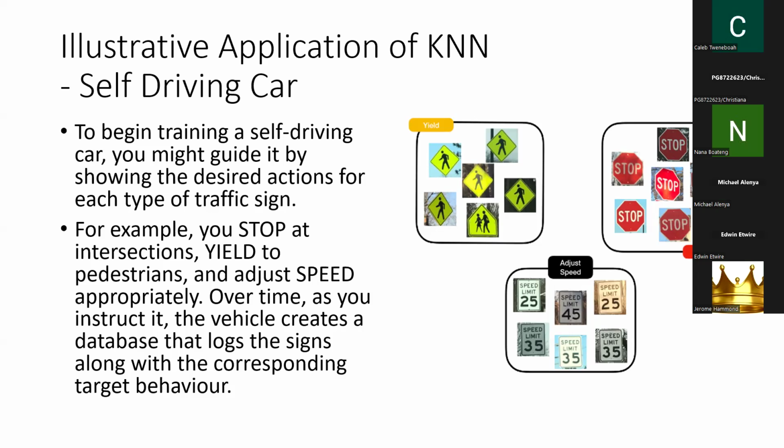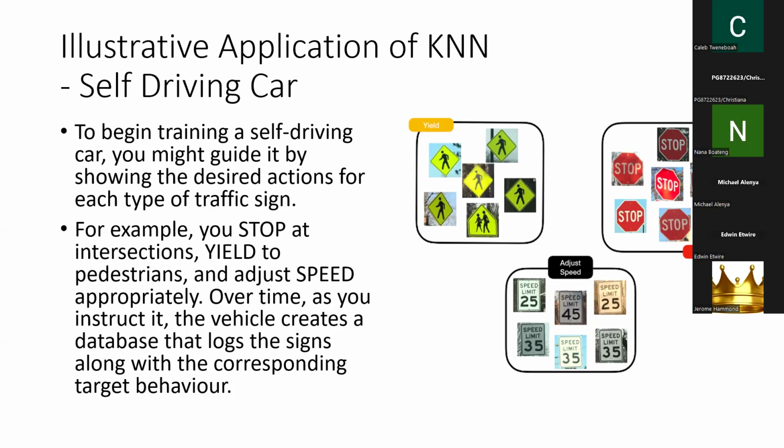For example, you stop at intersections, you yield to pedestrians and adjust speed appropriately. So over time, as you instruct the car, it creates a database and then logs on to the sign.